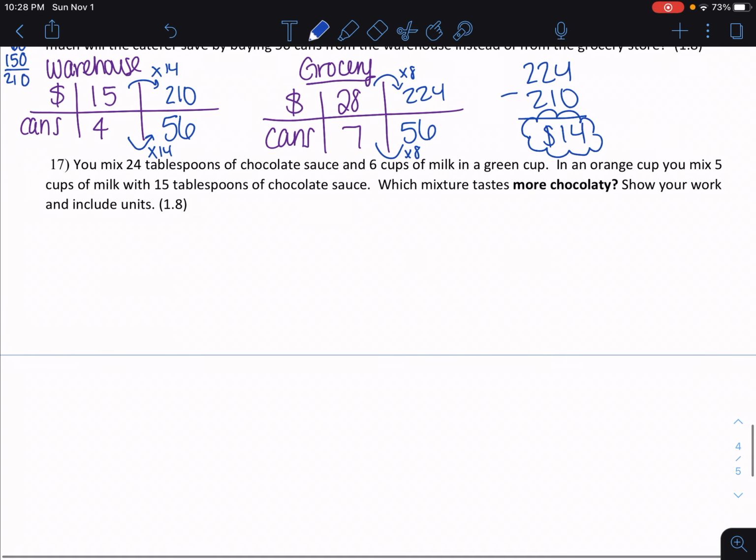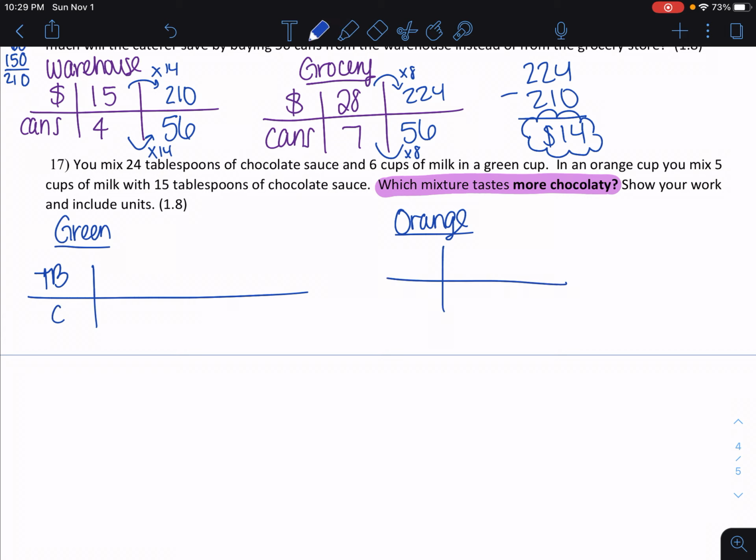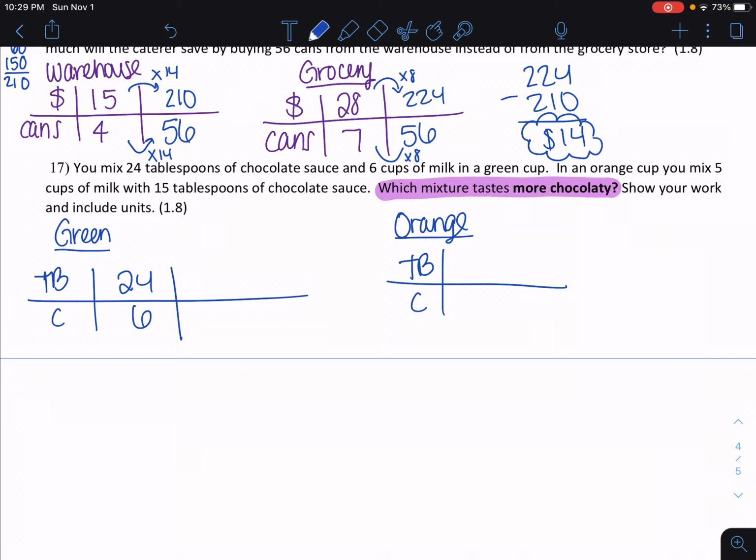For number 17, it says you mix 24 tablespoons of chocolate sauce and 6 cups of milk in a green cup. In an orange cup, you mix 5 cups of milk with 15 tablespoons of chocolate sauce. Which mixture tastes more chocolatey? So this is like the salsa question. Which one is spicier? In this case, which one is more chocolatey? So I've got a green cup, and I've got an orange cup. So tablespoons of chocolate, and then cups of milk. So there are 24 tablespoons with 6 cups of milk, and there are 15 tablespoons with 5 cups of milk.